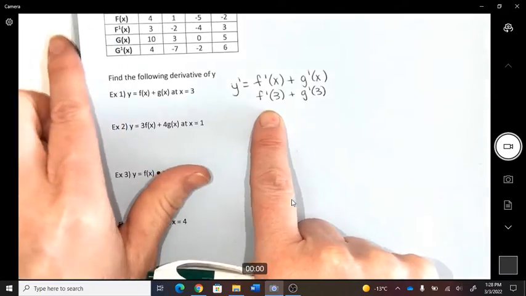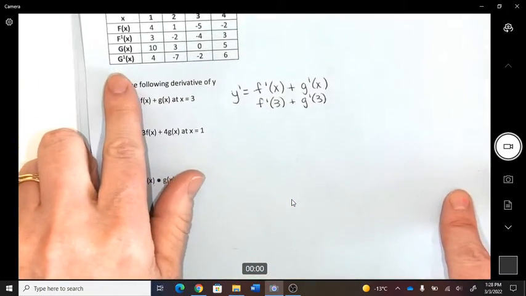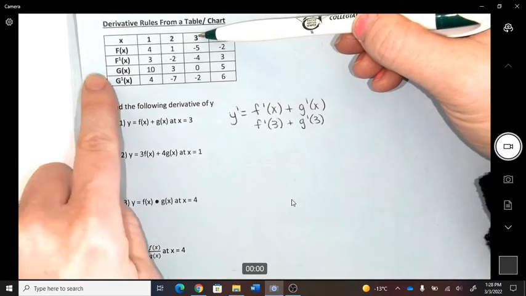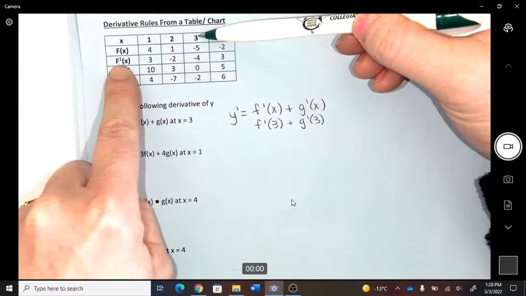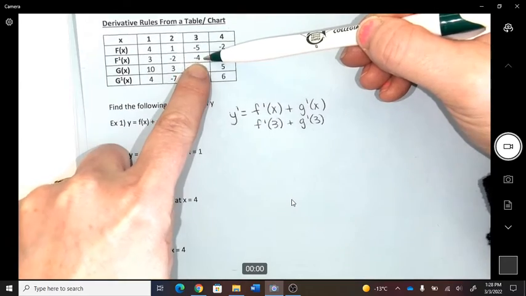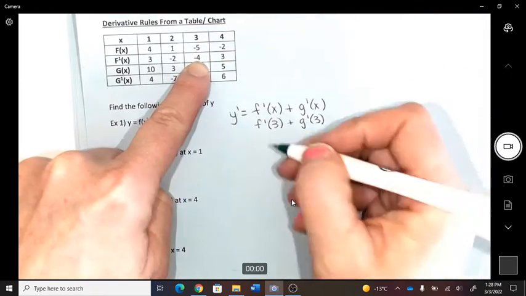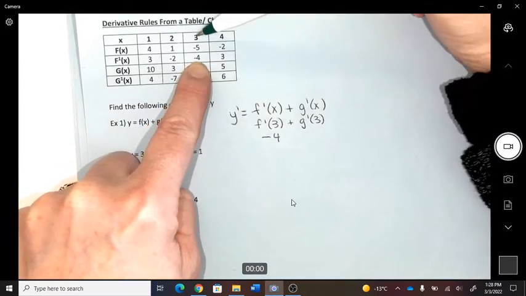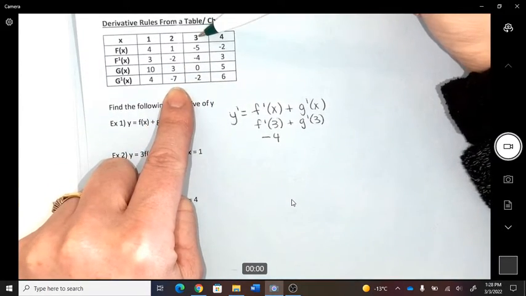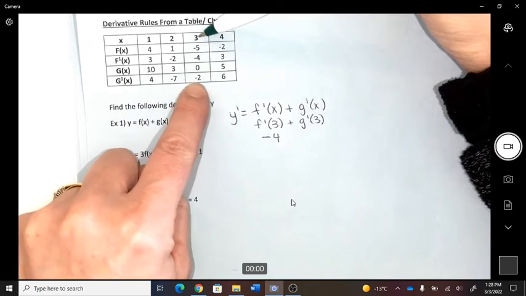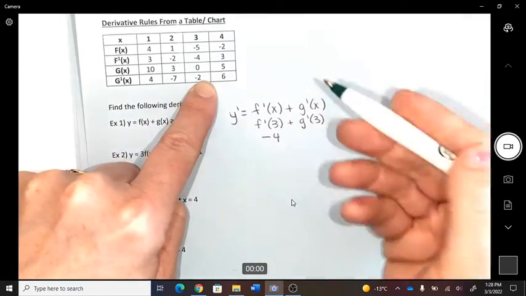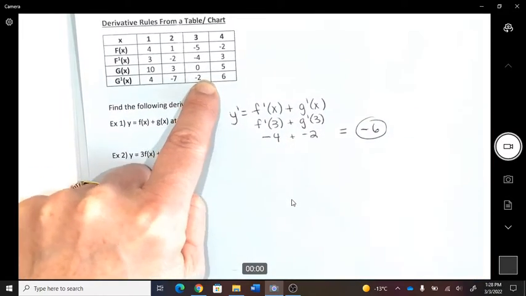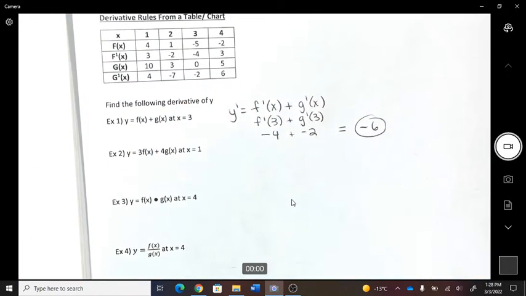Okay, so I'm going to follow the chart. So at the x value of 3, f prime is -4. See how I'm following the chart there? And at the x value of 3, g prime is -2. So that answer is going to be -6.